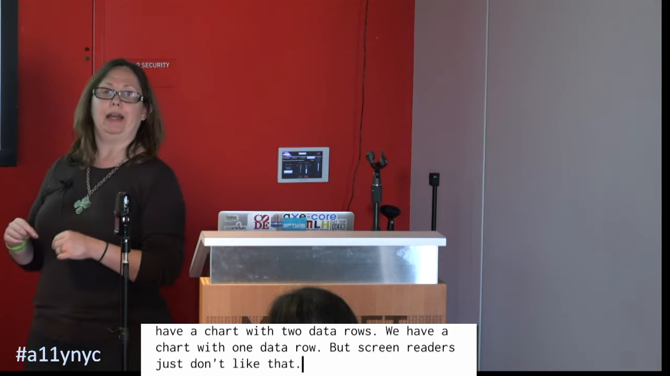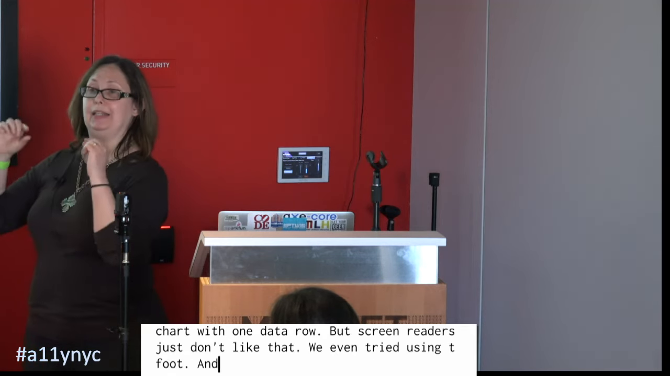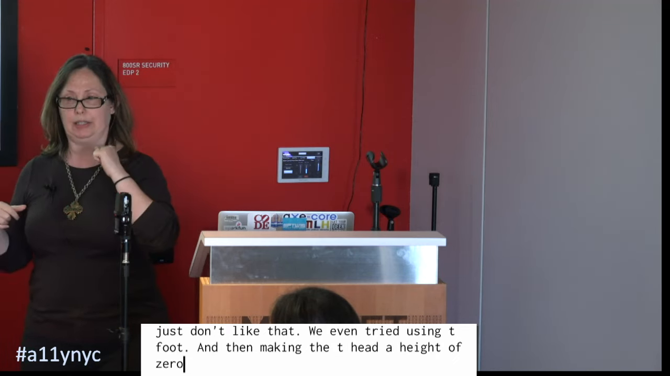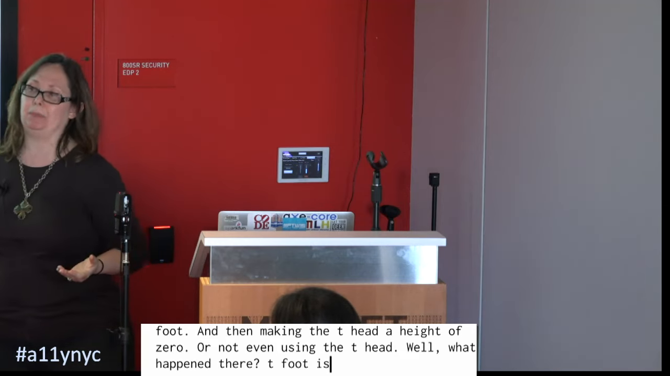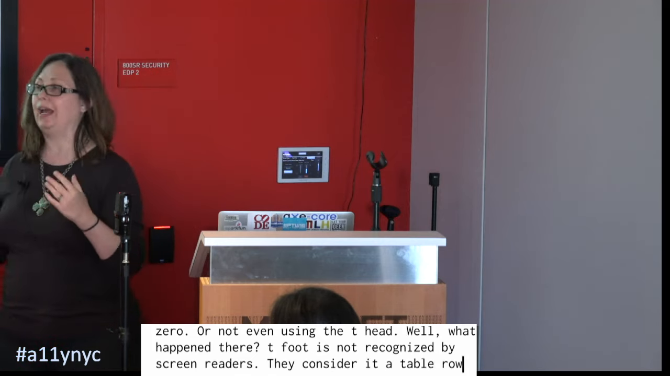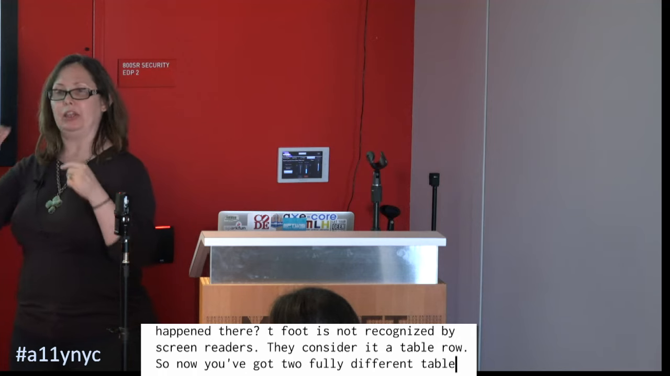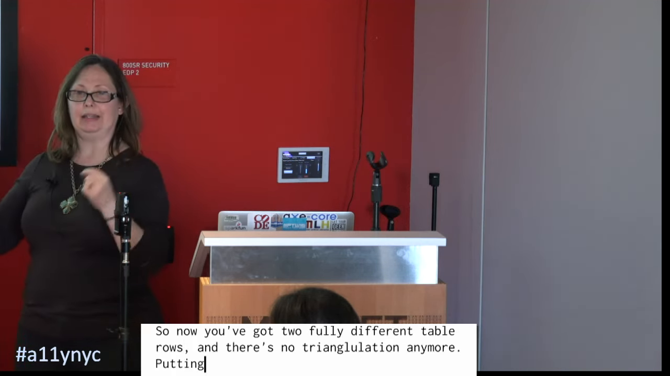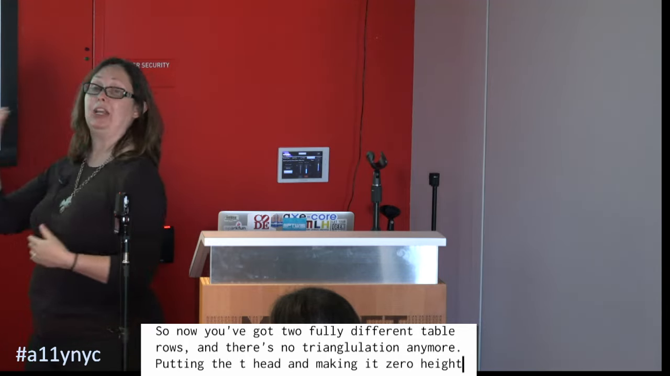We even tried using T-foot, and then making the T head a height of 0, or not even using the T head. Well, what happened there? T foot is not recognized by screen readers. They consider it a table row. So now you've got 2 fully different table rows, and there's no triangulation anymore. Putting the T head and making it 0 height stops getting read.